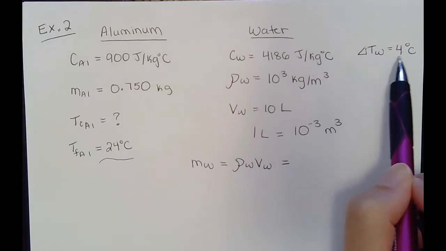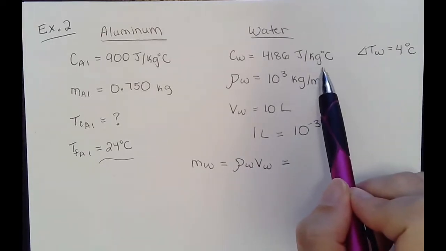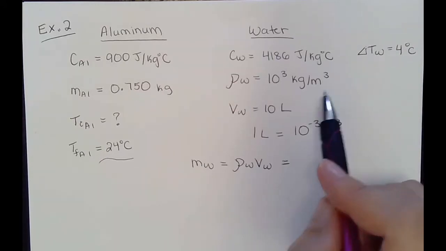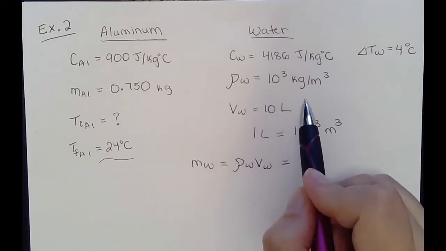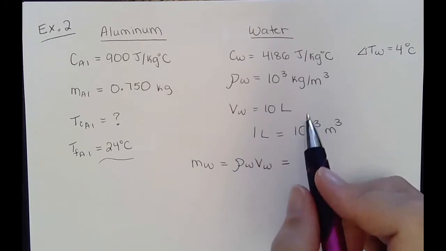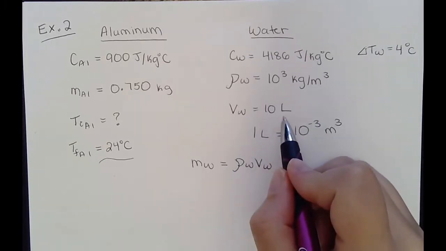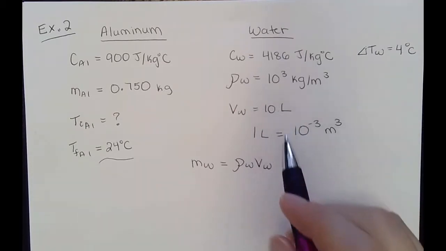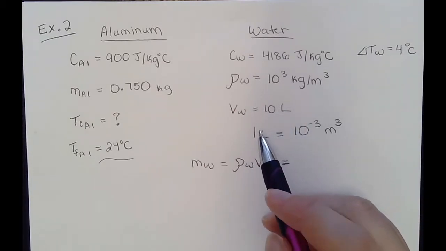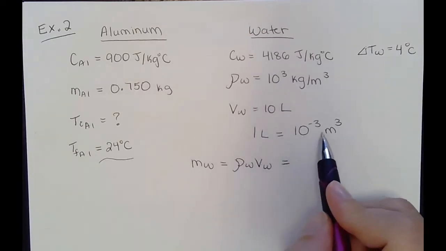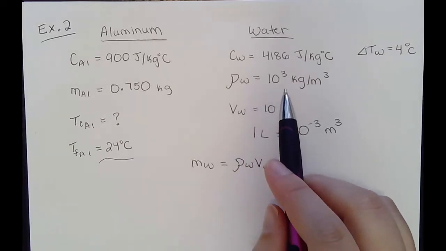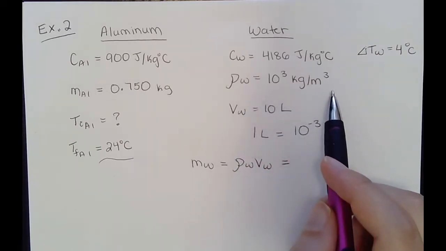Delta T for water is 4 degrees, since it will rise from 20 degrees to 24 degrees. Then instead of mass for water, which is what we need, we're given the volume, which is 10 liters. So we will need to convert that to mass. First let's put that into SI units. We have 1 liter is 10 to the negative 3 meters cubed. And then the density of water is 10 to the 3, or 1,000, kilograms per meter cubed.